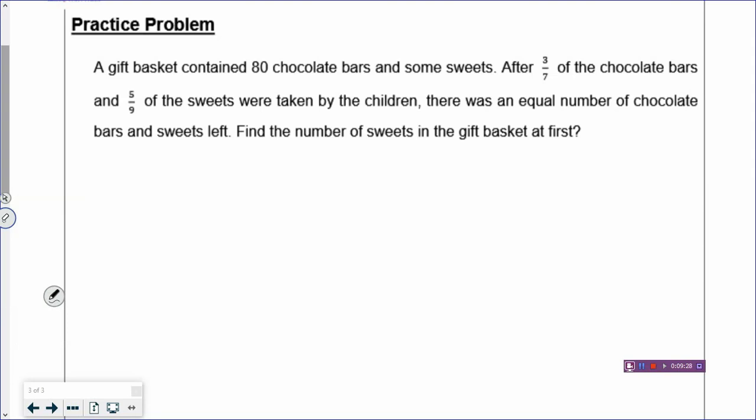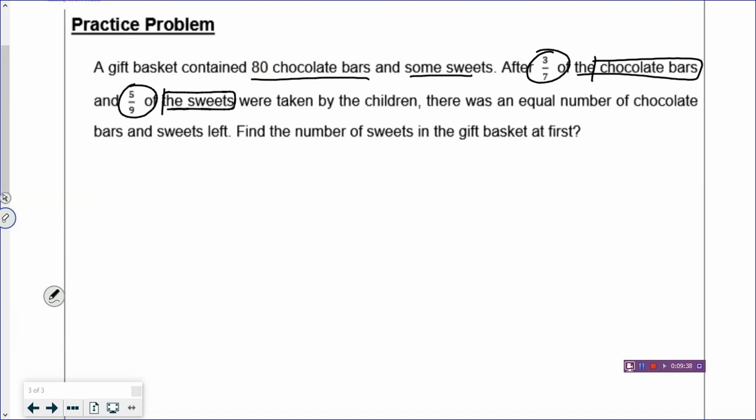A gift basket contains 80 chocolate bars and some sweets. After 3/7 of the chocolate bars and 5/9 of the sweets were taken by the children, there was an equal number of chocolate bars and sweets left. Find the number of sweets in the gift basket at first. Now you can see the problem looks different from the others. It looks more complicated, a little harder to solve.